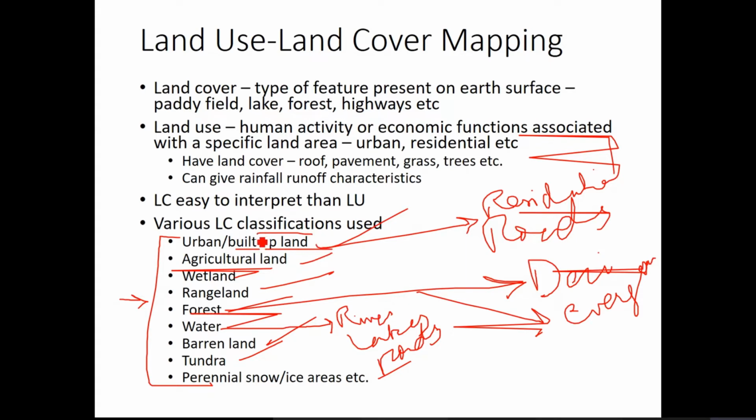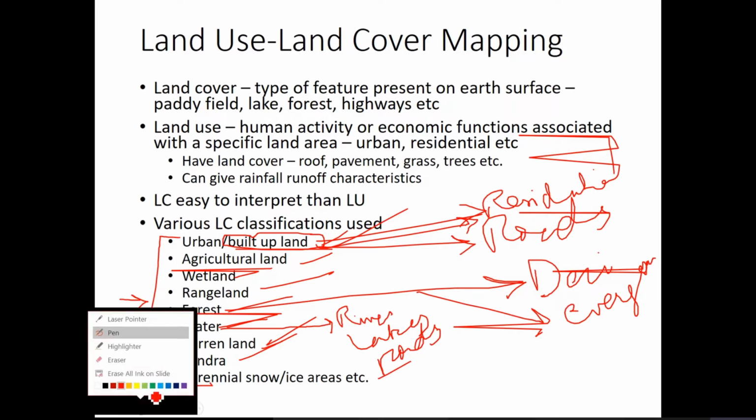Maybe you will focus on three different classifications. Suppose you have built up land, then you have water, and then you have barren land. And in that built up land, you will go for further classifications like this. So depending upon your area of interest, or the particular application that you are looking at, you can go for various land cover classifications. All right.